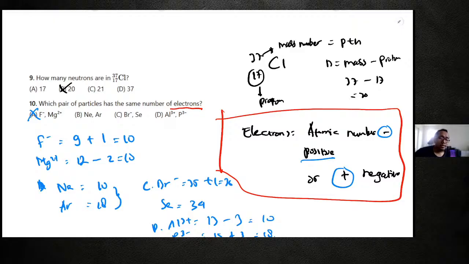All right, that's all. I will continue with another explanation for another question, but still in the same topic about atomic structure.